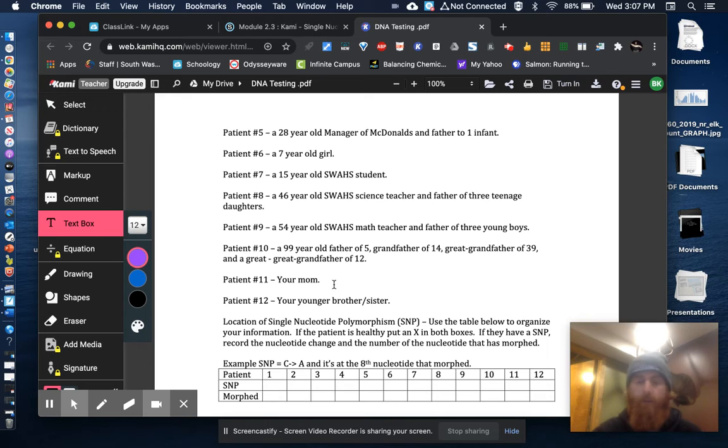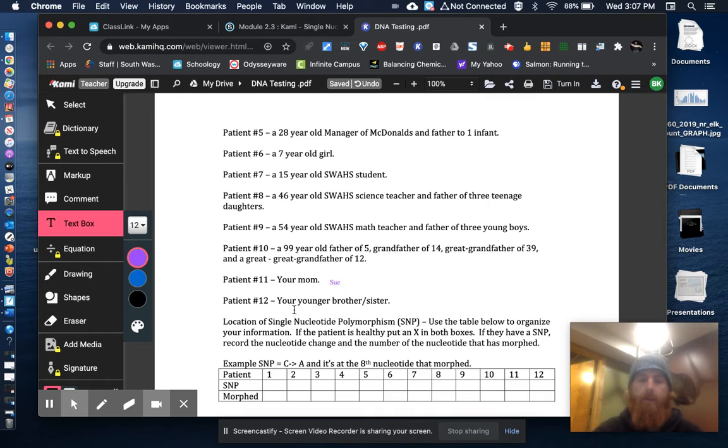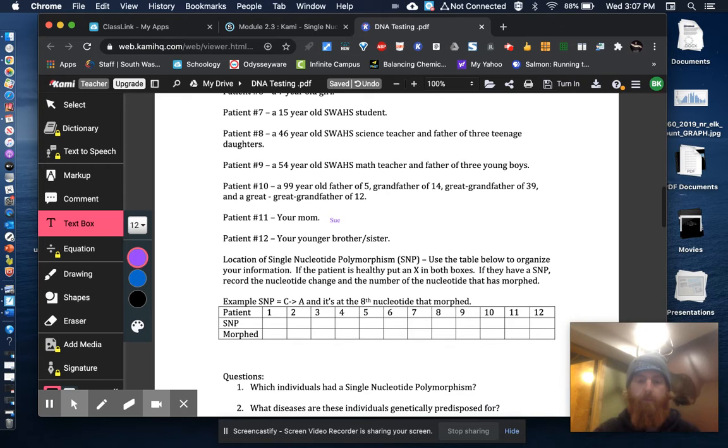Patient 11 is going to be your mom, so you can put in their name there. So if you use a text box, my mom's name is Sue, so I can put that in there. And patient 12 is your younger brother or sister, okay? Or maybe a cousin if you don't have any brothers or sisters.